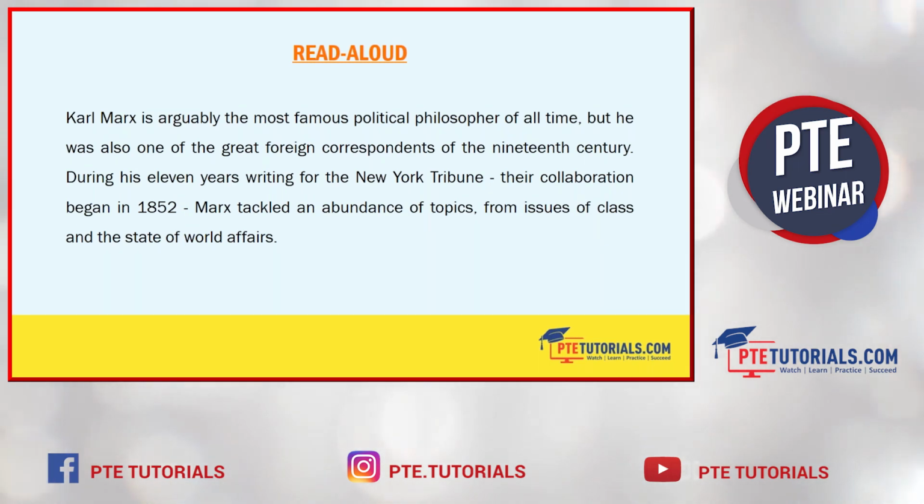Karl Marx is arguably the most famous political philosopher of all time, but he was also one of the great foreign correspondents of the 19th century. During his 11 years writing for the New York Tribune, their collaboration began in 1852. Marx tackled an abundance of topics, from issues of class and the state of world affairs.